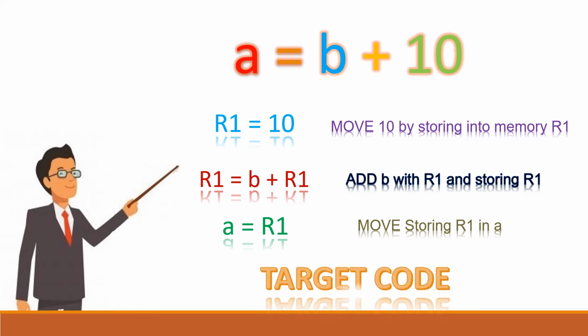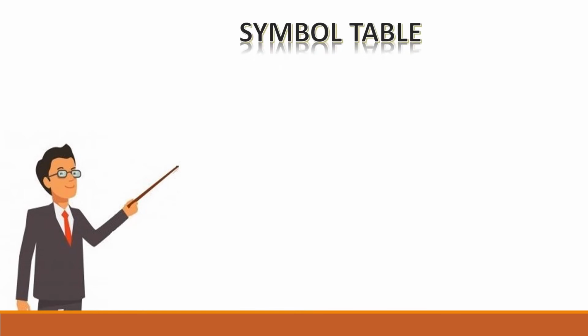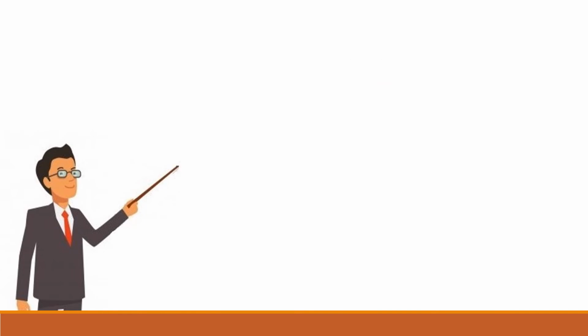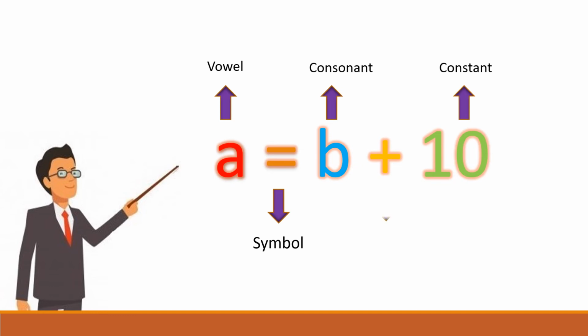In this way, the compilation process is done using the different phases of the compiler. Next, coming to the symbol table. The symbol table is a data structure which contains information about identifiers, array names, subprogram names, parameters etc. For example, consider A equals B plus 10. Here, A is a variable, B is a variable, 10 is a constant. Equals is a symbol. Plus is a symbol.